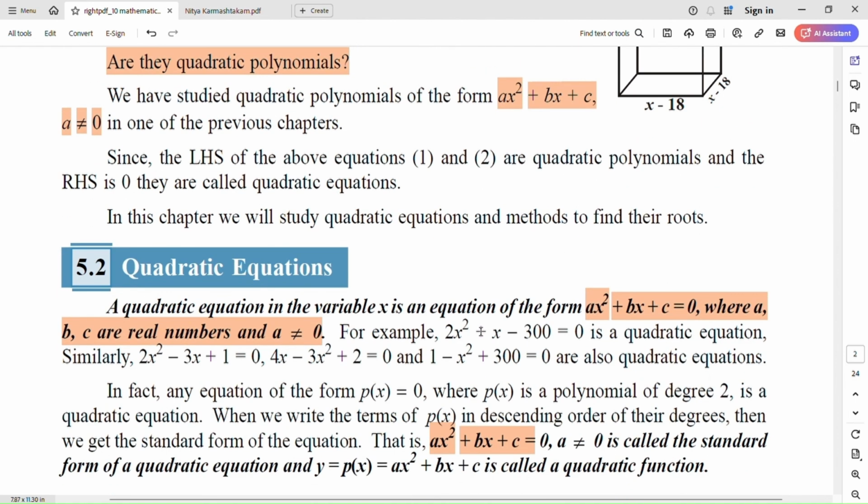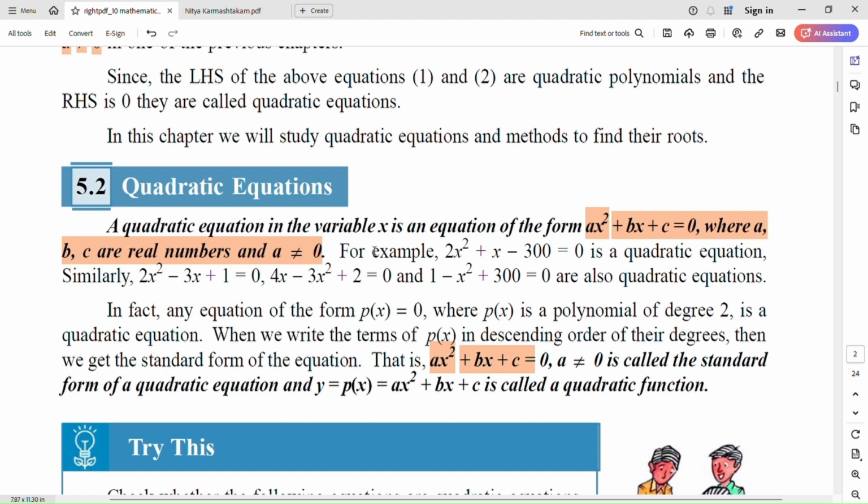Okay, so the definition of quadratic equation is here. We know it from the polynomials itself. It is in the form of ax square plus bx plus c equal to 0, and a, b, c are real numbers, and a is not equal to 0. This is the formal definition, right? So this is one example, and several other examples are given here, okay.